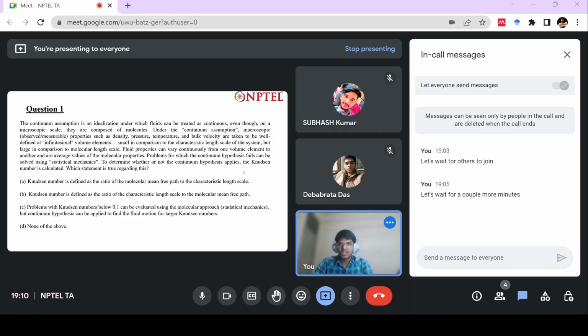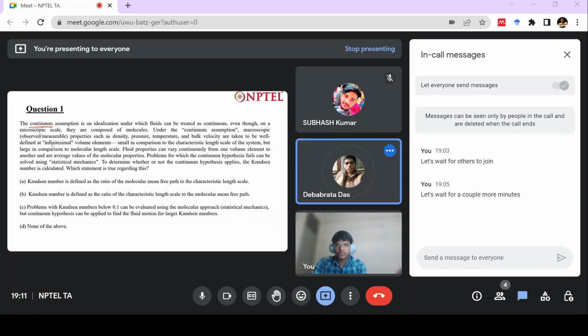So we'll start with the first question. What this question is mostly about is the length scale at which we are studying the fluid. There is a very important assumption that we use many a times, the continuum assumption. Have you heard about this continuum assumption? I guess you would have studied it, right?